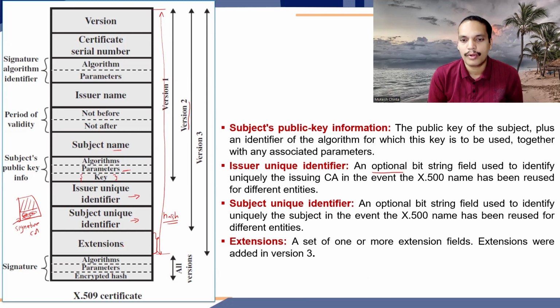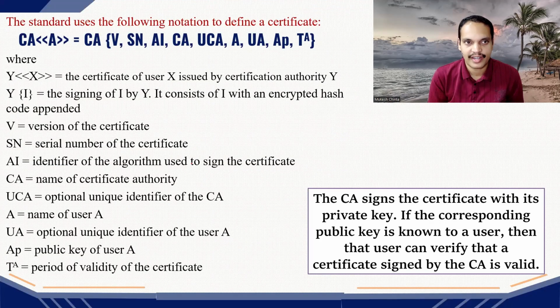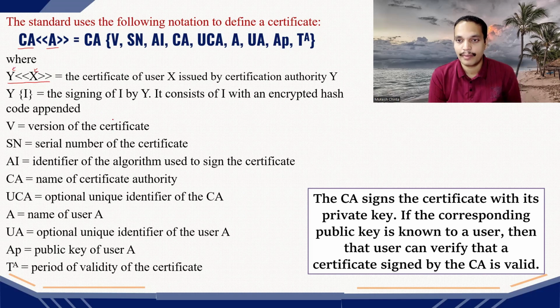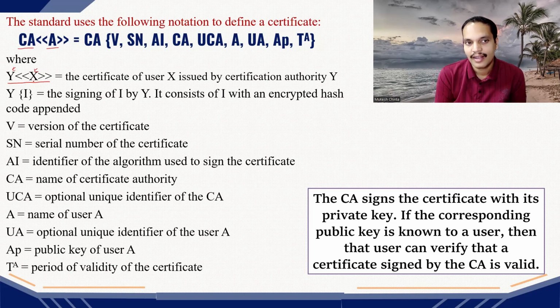So usually there is a common notation for writing these certificates. The standard uses the following notation to define a certificate. You can see this is the subject's name. This is the certificate authority's name. So this notation tells you that the certificate belongs to X, which is issued by Y. Please remember this because we will be discussing forward certificates and reverse certificates in the next video. These are the notations which you need to understand. You have to understand there is a chain of certificates that are used later on.